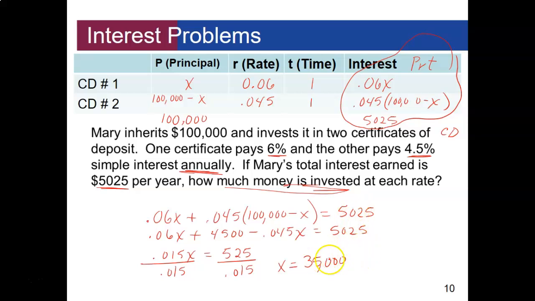Okay, that's our X. So that's the amount that's in the first CD. And so that's going to be 35,000 invested at the 6% rate. And then we're going to do 100,000 minus that 35,000, which gives me 65,000, and that's the part that's going to be invested at the 4.5% rate. Okay, and that's what our problem asked for: how much money was invested at each rate.